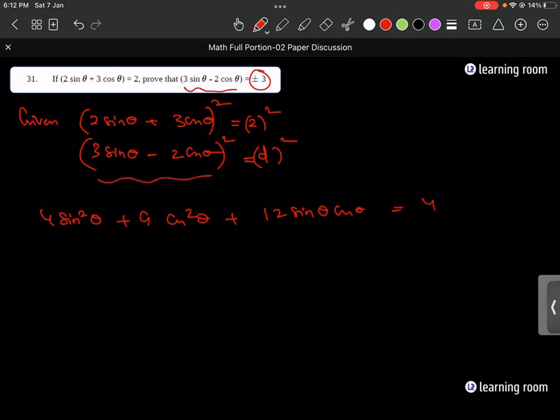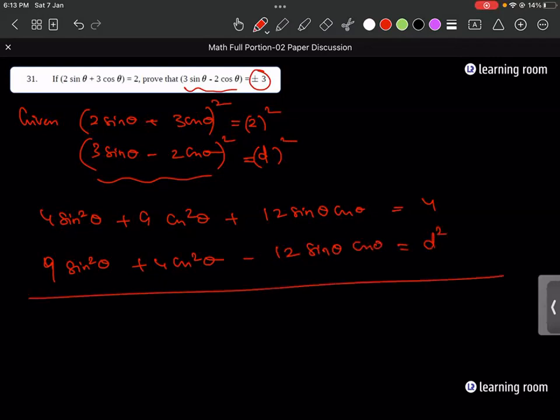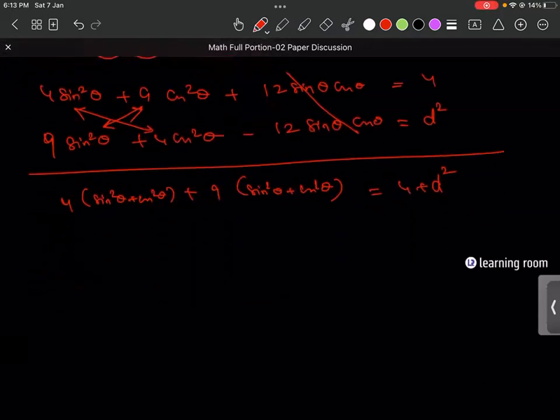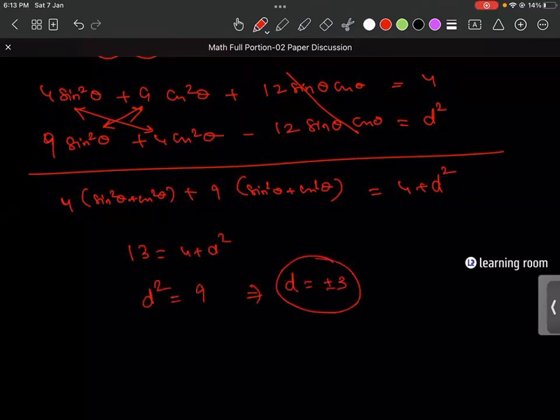Similarly, what about the second one? You will get 9 sin square theta plus 4 cos square theta minus 12 sin theta cos theta is equal to d square. When you add both, these two get added and these two get added, so you get 4 into sin square theta plus cos square theta plus 9 into sin square theta plus cos square theta. These two get cancelled, so it is equal to 4 plus d square. So what would be the answer? 13 is equal to 4 plus d square. So d square is equal to 9, which implies d is equal to plus or minus 3.